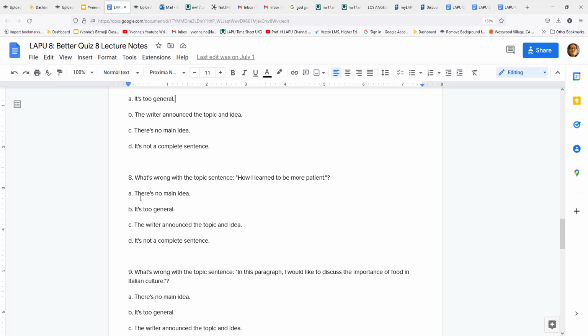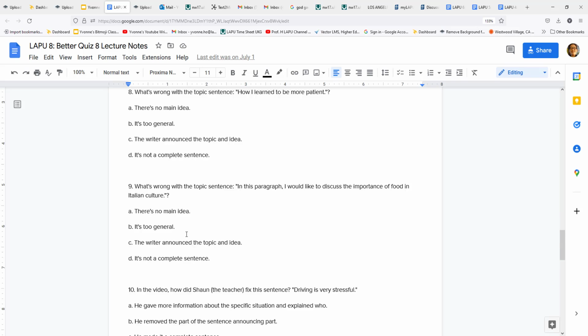Number 8, what's wrong with the topic sentence? "How I learned to be more patient." The answer is that it's not a complete sentence. "How" is a subordinating conjunction, and therefore when you start a sentence with a subordinating conjunction, you end up with a sentence fragment. You cannot have sentence fragments as your topic sentence. You always have to have a complete sentence, subject, verb, object, for your topic sentence. So therefore the answer is 8D.